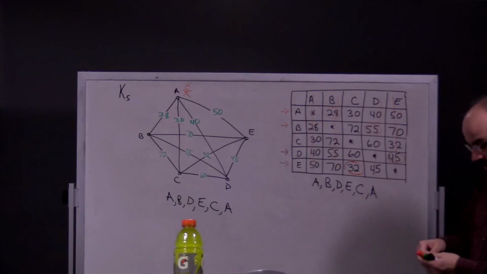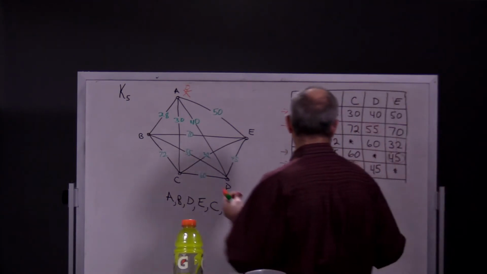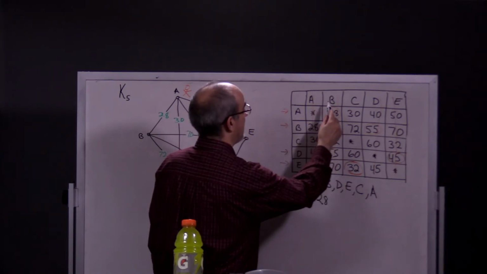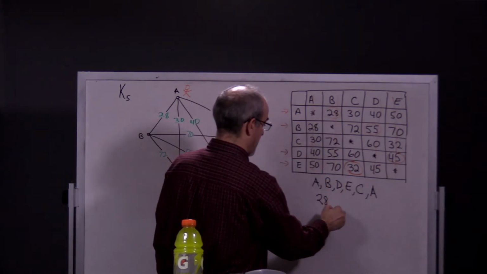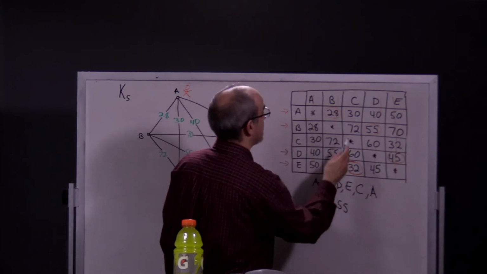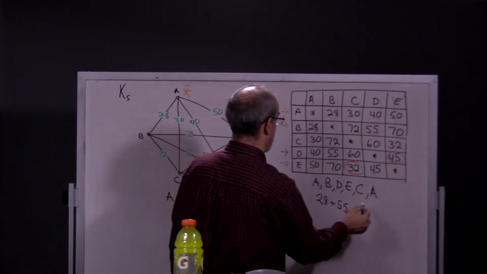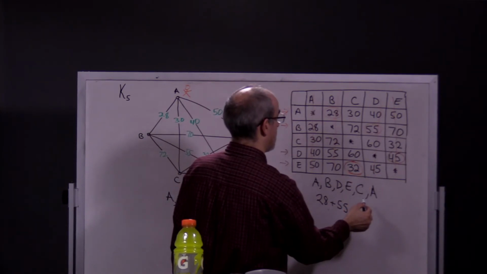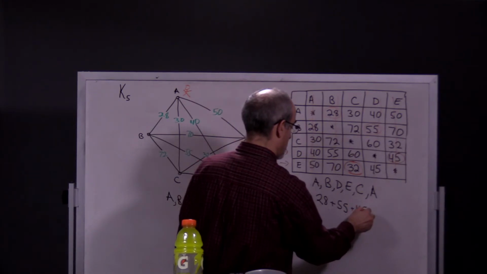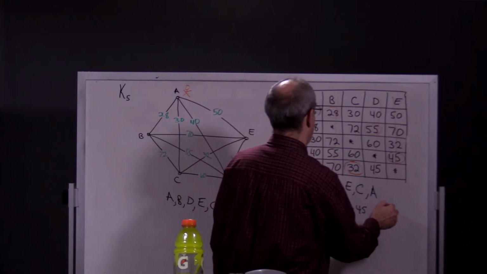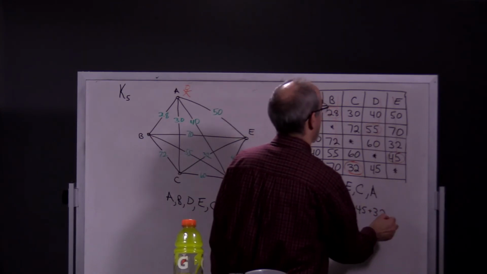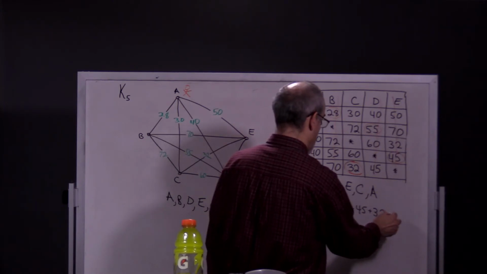So let's figure out how long this tour was. We went from A to B, which was 28, B to D, which is 55, then D to E, which was 45, then E to C, which was 32, and then C to A, 30.